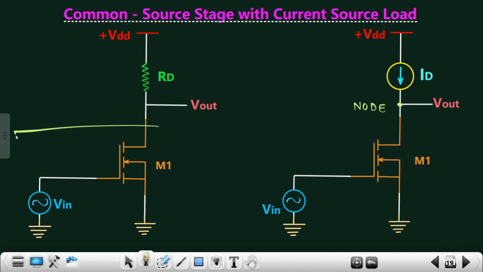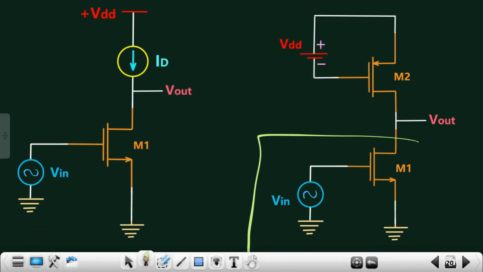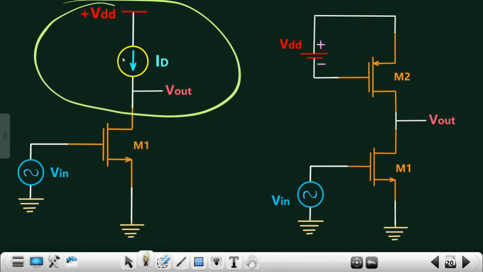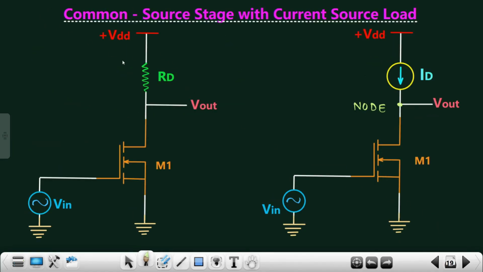This particular part is exactly similar, and this particular part over here as well, it is exactly similar. What we are doing is just playing with the upper part. We had one resistor RD. Instead of RD, we are connecting one current source. Now we will come to the advantage we get when we connect a current source over here later on. As of now, just listen to this particular point very bluntly.